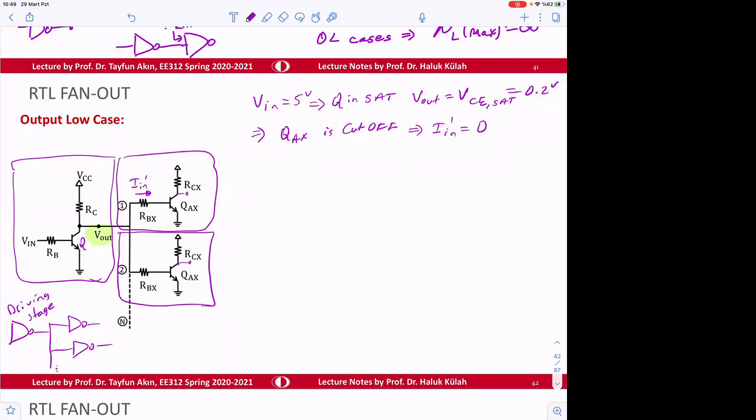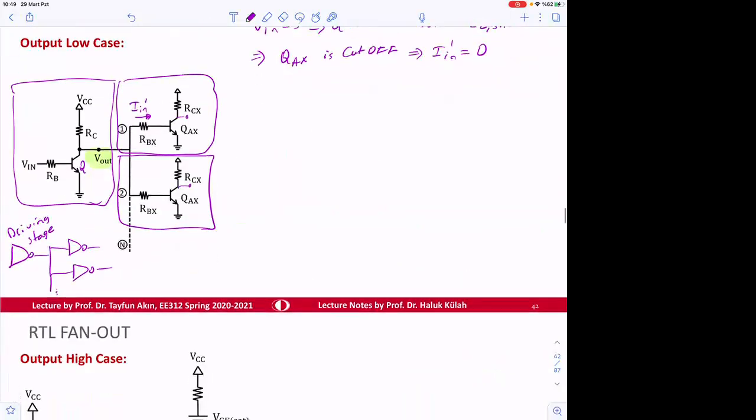So if we connect many gates here, it's going to be okay. Since Q AX is going to be off, let's call this V out of X. If that's the case, V out of X is going to be equal to what? VCC. It's going to be VCC. So low here gives us high here, right? Therefore it's okay.